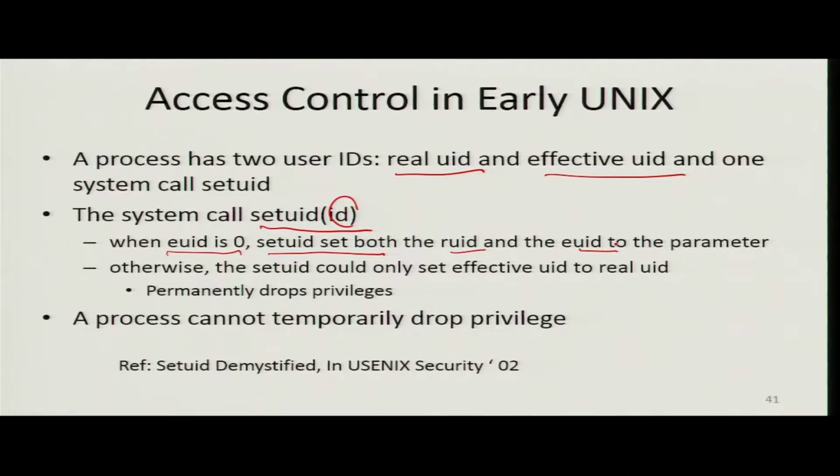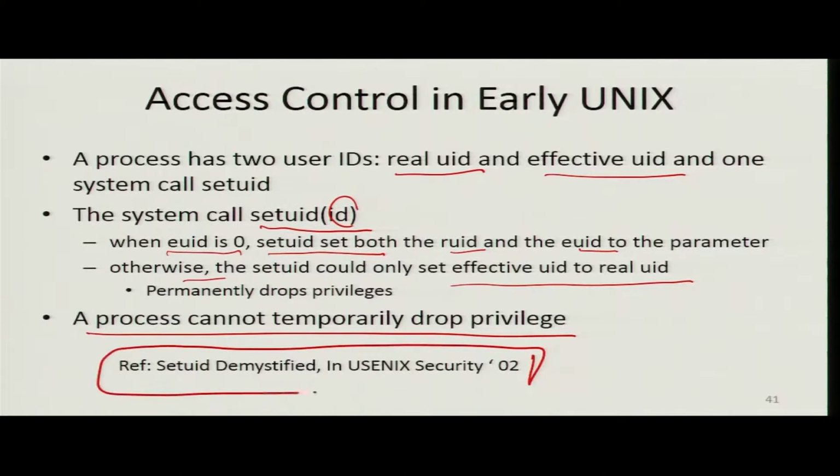So, this is a way to de-escalate the privilege, and otherwise if you do not have a privileged effective user ID, then it will only set the effective UID to the real UID. So, again it will drop privilege or keep it the same depending on what the real UID is. So, in other words, in the early Unix you could not drop the privilege temporarily, you had to do it permanently.